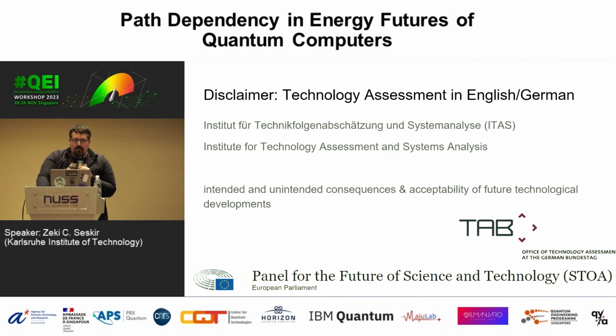Our institute is called Institute for Technology Assessment in English, but Institut für Folgenabschätzung in German, which translates to Technology Consequences Assessment rather than Technology Assessment. So we are mostly interested in the intended and unintended consequences and acceptability of future technological developments. We work very closely with the German Office of Technology Assessment at the German Bundestag and the Panel for the Future of Science and Technology at the European Parliament.